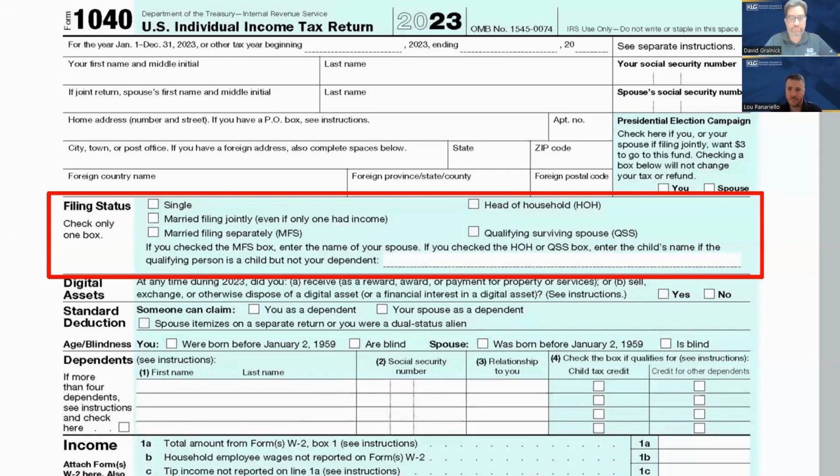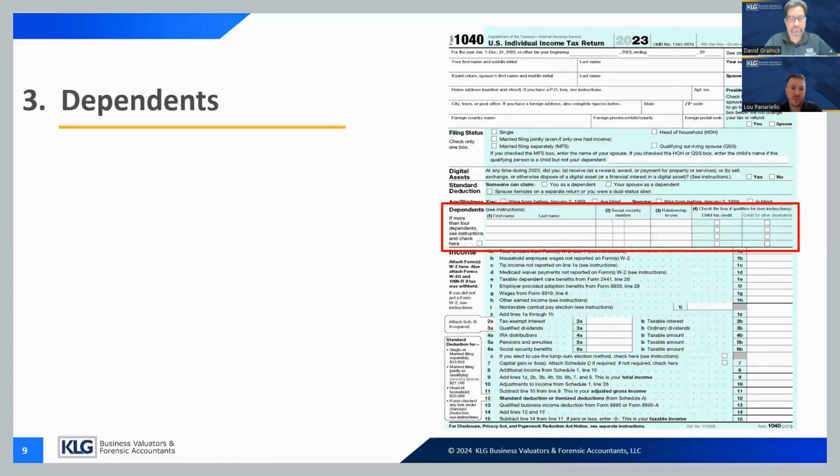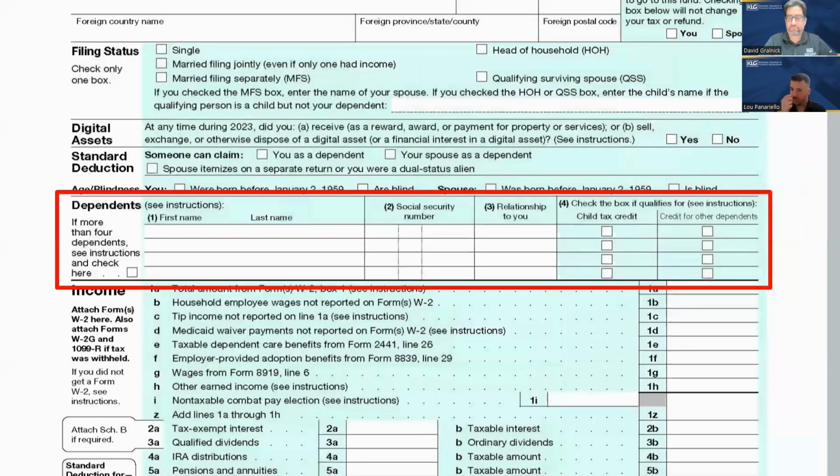Okay. Moving further down on page 1, we're going to talk about dependents. So what is a dependent? A dependent is a qualifying child or a qualifying relative of the taxpayer. It's not a spouse. You can't claim your spouse as a dependent, but there are certain qualifications for children and stepchildren and brothers and sisters and parents in order to claim them as a dependent.